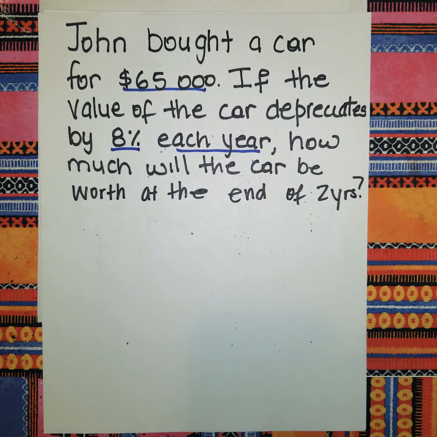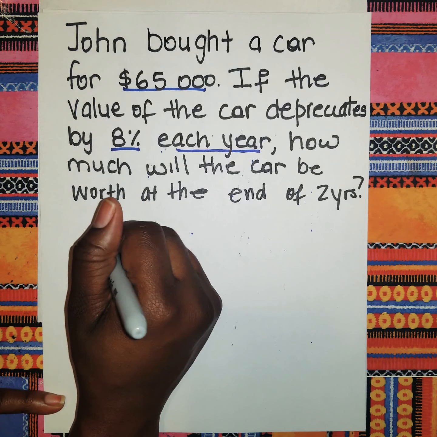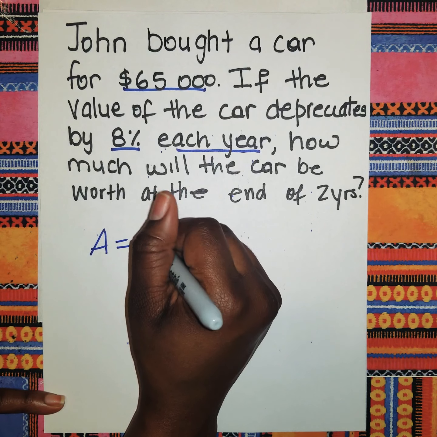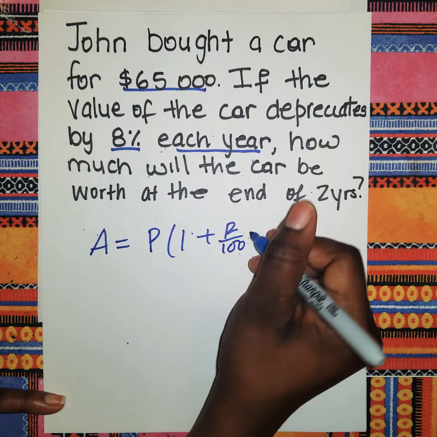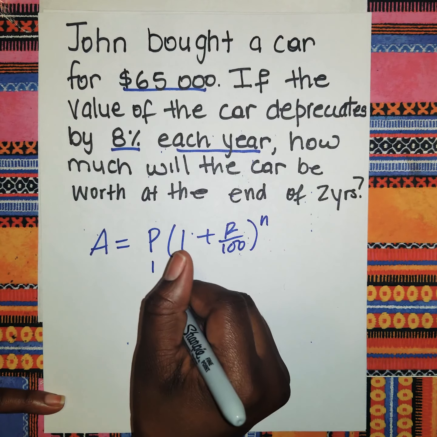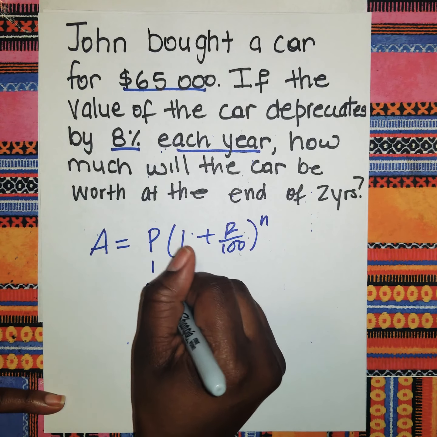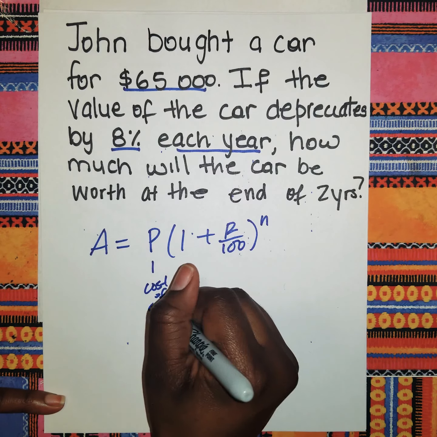All right. So from that, we can do this two ways. We can either use the depreciation formula to do it, or we can do it year by year. I'm going to show you how to do it both ways. The first way I'm going to show you is with the formula. If you're a formula kind of person, you should know this formula. A is equal to P times 1 plus rate over 100 to the N. And you know P here represents the cost of the car.